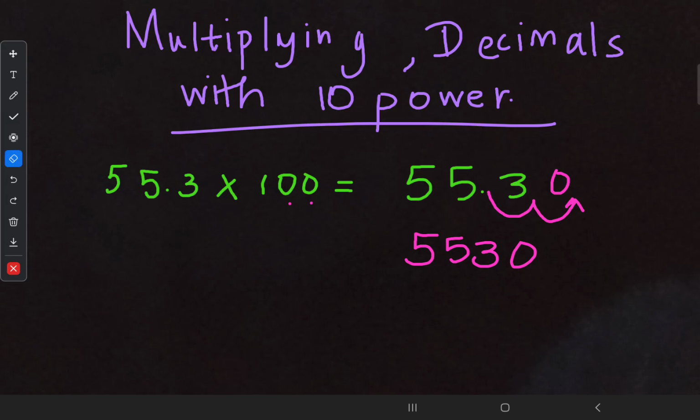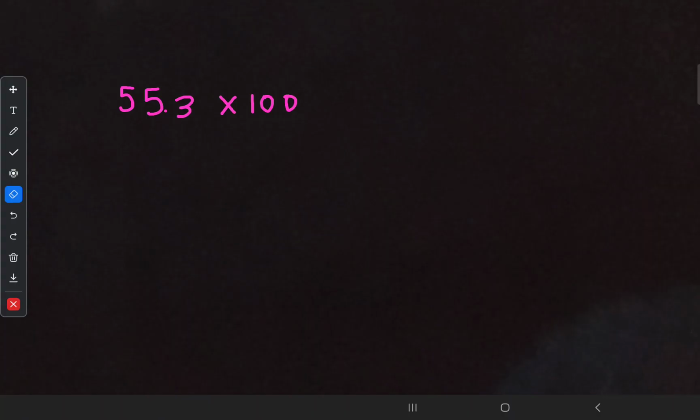55.3 multiplied with 100. While multiplying this, you write the number as it is, 55.3. While multiplying with 10 powers, you should find which power of 10 the 100 is. 100 is 10 to the power of 2. It's not a big task, only two zeros. So we can represent 100 as 10 to the power of 2.